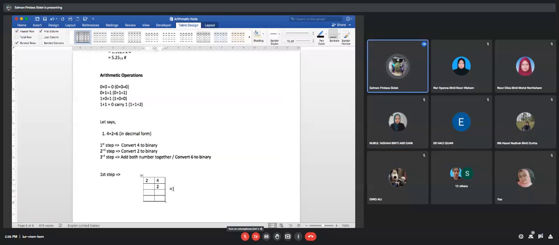Dalam kelas ni tak ada orang ke? Saya bosan cakap seorang-seorang sebenarnya.